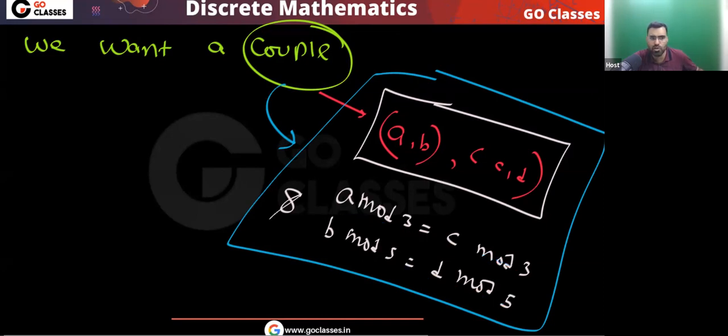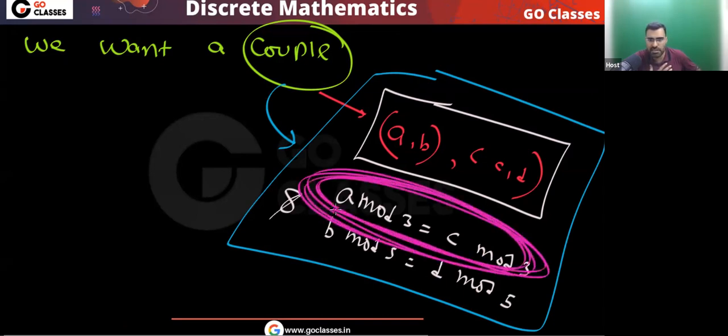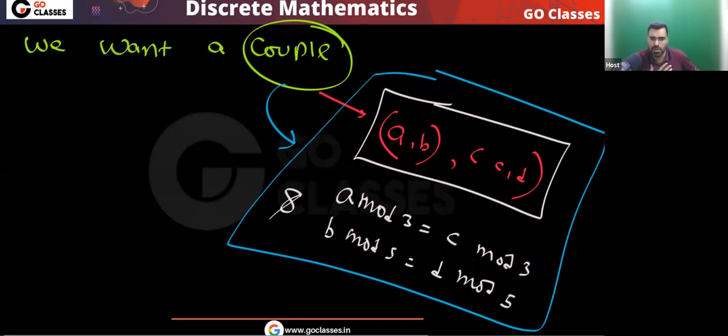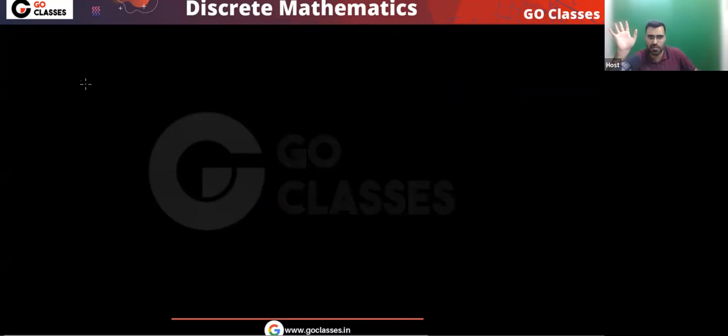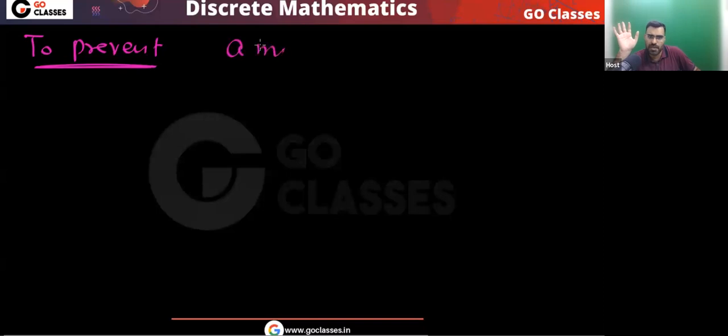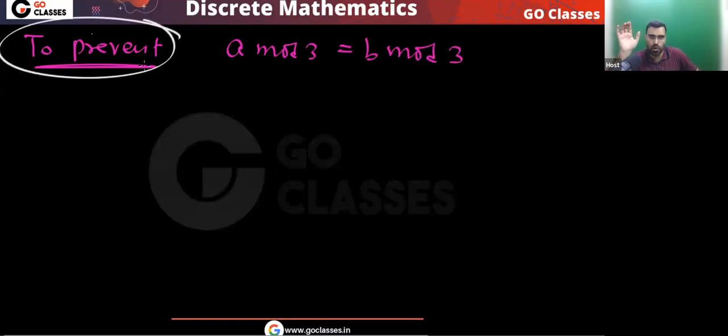So how much can you prevent at maximum? If you want to prevent this, you can create 3 categories. If you want to prevent A mod 3 equal to B mod 3, then how many categories will you get? Then there will be 3 categories.